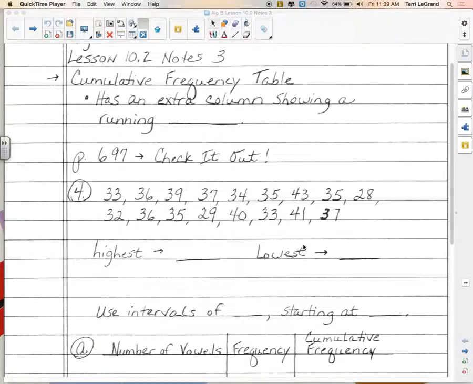L.10.2, our learning goal today is adding on to the other learning goals we've already had. I can create and interpret a cumulative frequency table. You need your books open, it looks like, to page 697. Let's go there next.